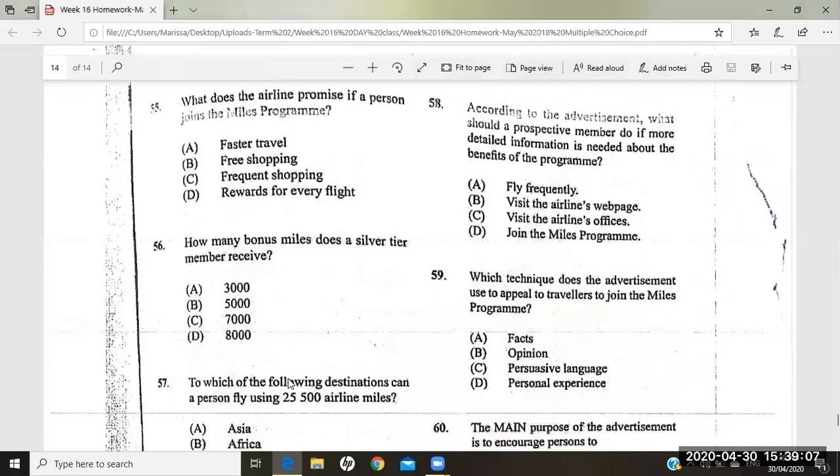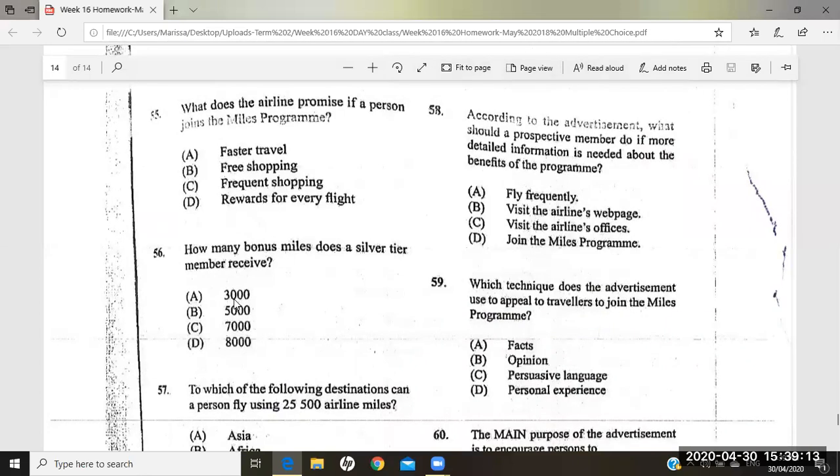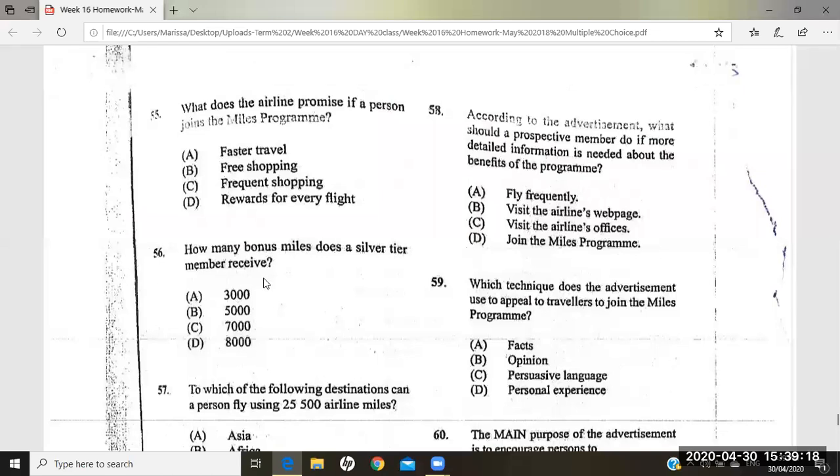So 55 says, what does the airline promise if a person joins the Miles program? So Rennie, what did you have for this one? What does the airline promise if a person joins the Miles program? Yes, the answer is D, rewards for every flight. Good. 56 says, how many bonus miles does a Silver Tier member receive? So, Raphael, what did you have for 56? A, yes, the answer is 3,000.